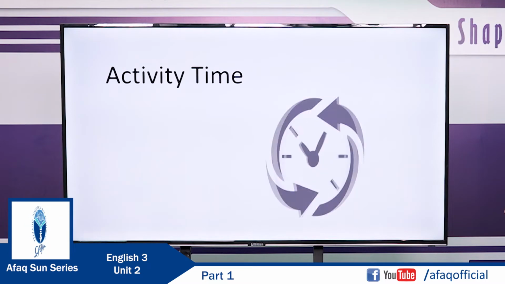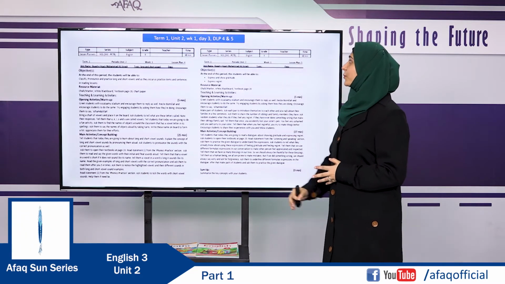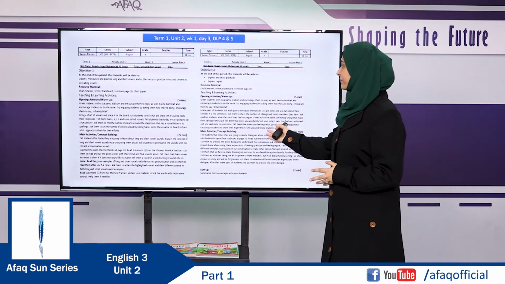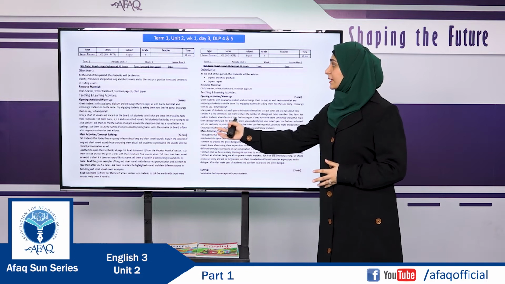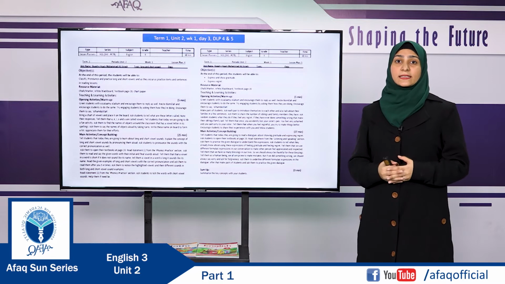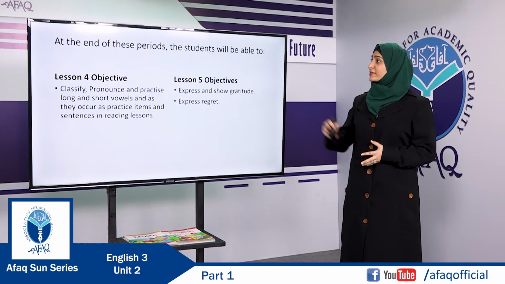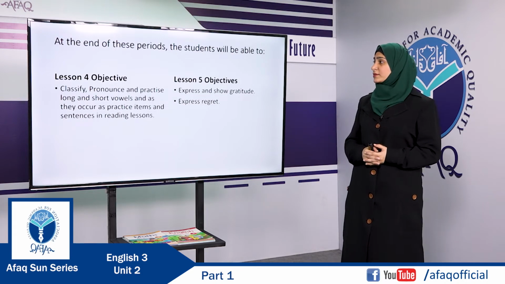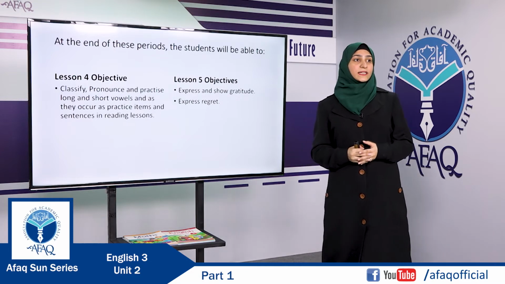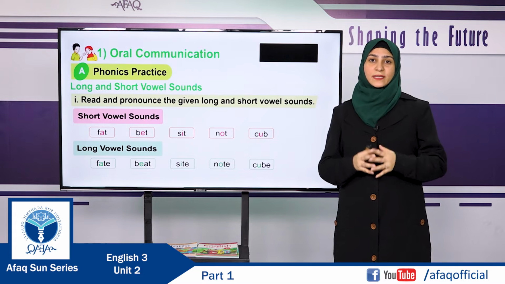Heading towards our next activity. This activity comes in term 1, unit 2, week 1 and day 3. The DLP 4 and 5 provide you all the helping material that would help you to warm up your kids and teach the lesson in an efficient way. At the end of these periods, the students will be able to meet the learning objectives as stated in learning objectives 4 and 5. So, our first activity is oral communication.